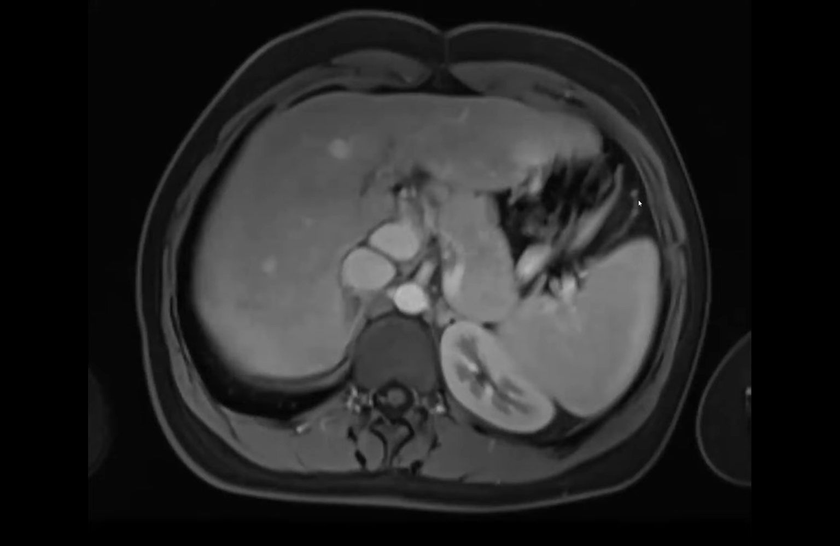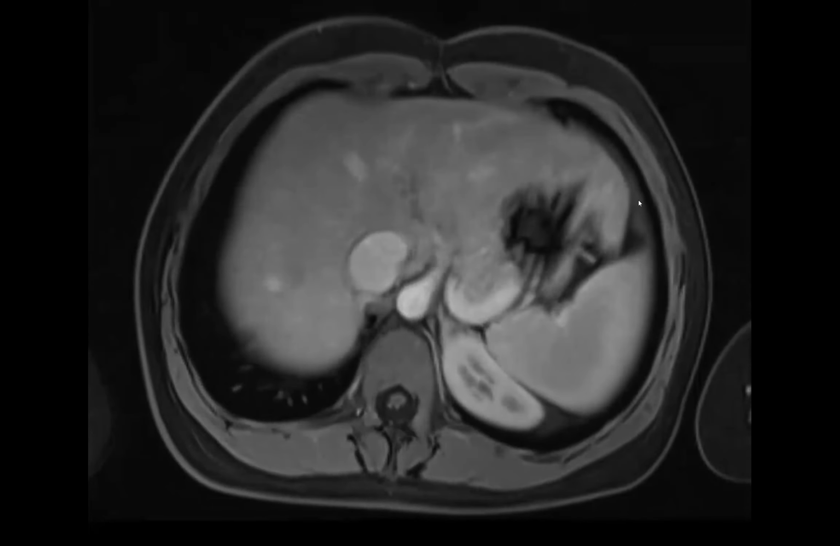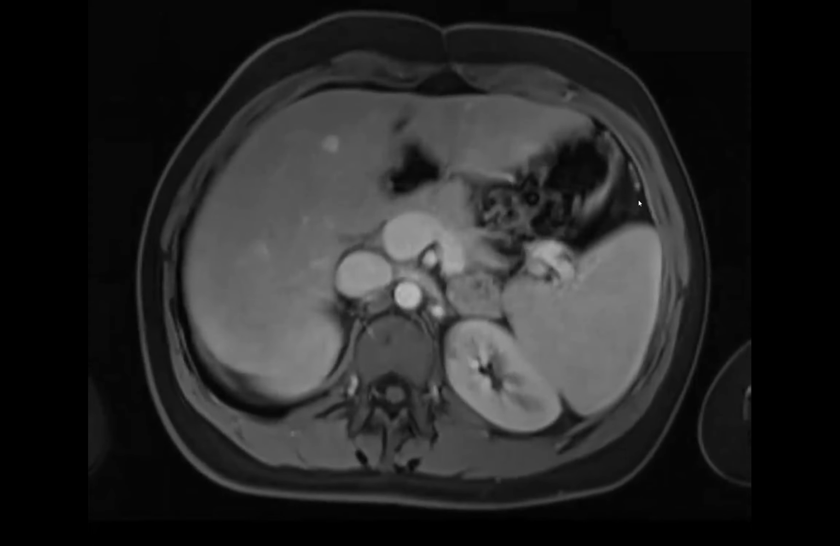So I want you guys to focus on the liver and the vessels of the liver and tell me what's unusual.